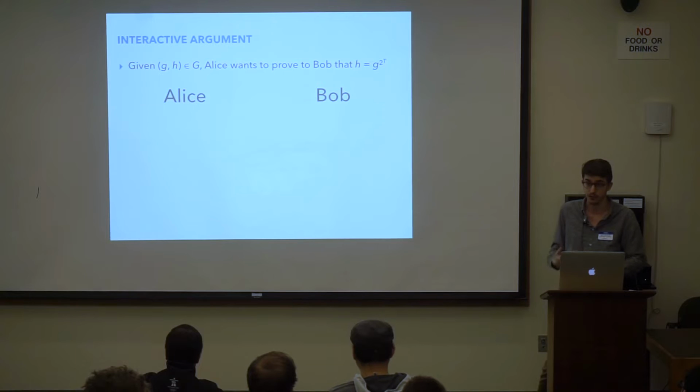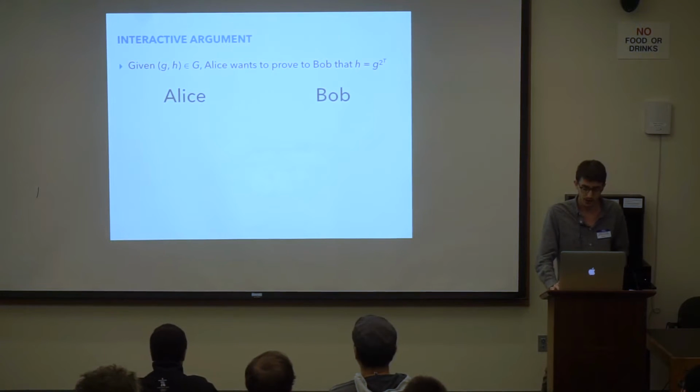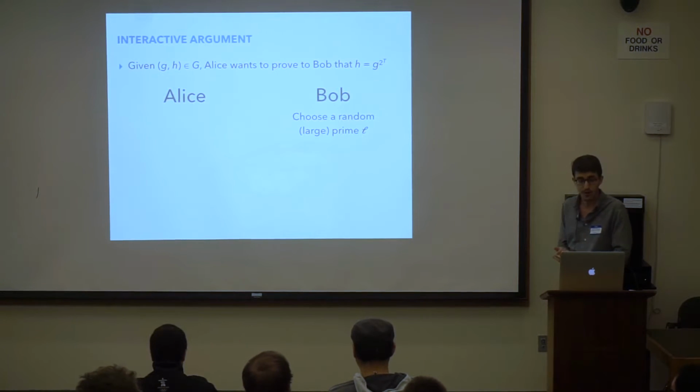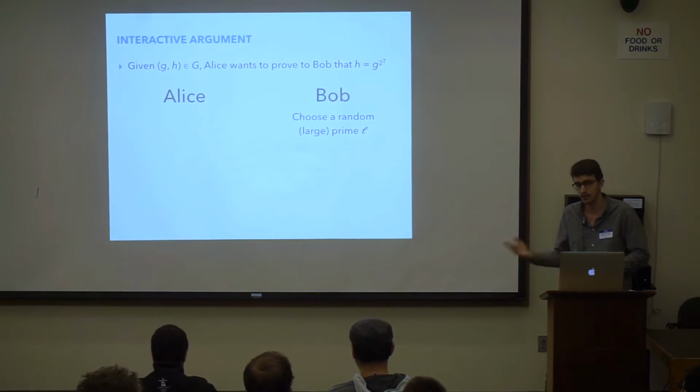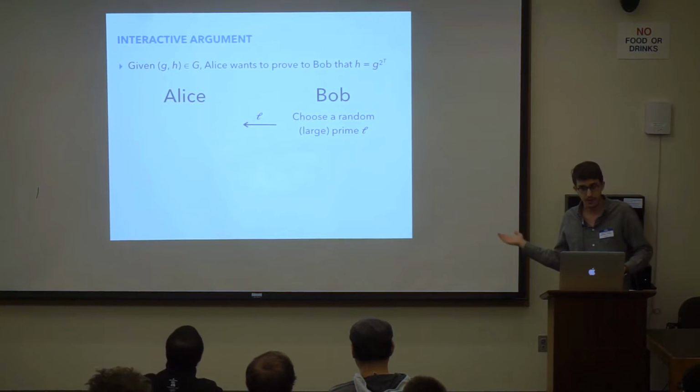It's going to be a challenge-response exchange. The challenge will be a random, rather large prime number L. Large means not as large as RSA parameters, but something like 100 bits or 200 bits. So Bob sends this random prime number to Alice.